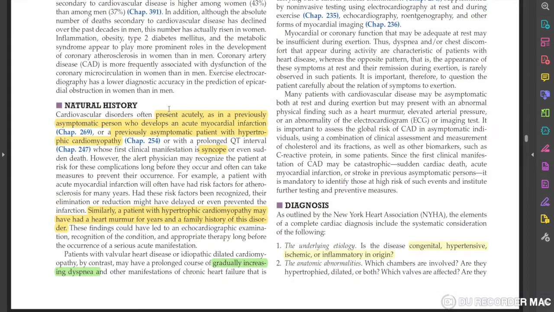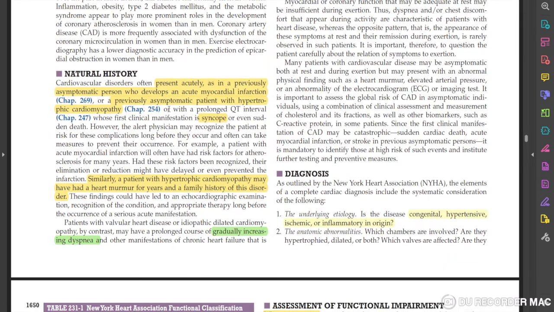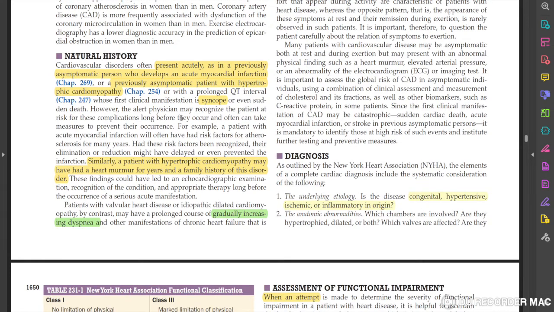So the natural history: cardiovascular disorders often present acutely, as in a previously asymptomatic person who develops an acute myocardial infarction. The first thing it is trying to tell us is that it can present as an acute event, an acute myocardial infarction in a patient who was previously completely asymptomatic. Or a previously asymptomatic patient with hypertrophic cardiomyopathy or a prolonged QT interval whose first clinical manifestation is syncope. So now you know that syncope can be a manifestation of a CVS disease.